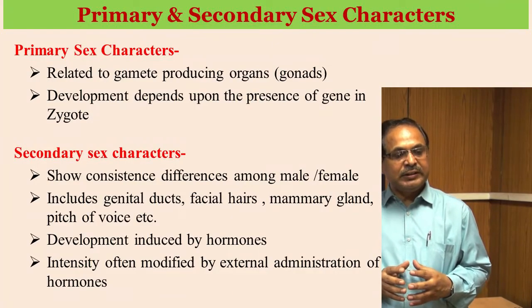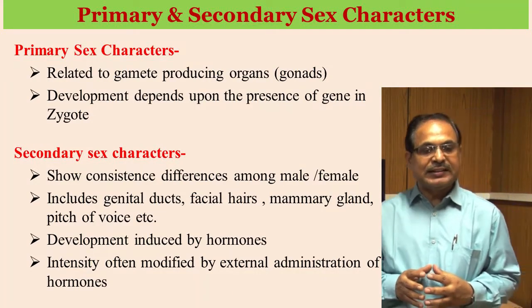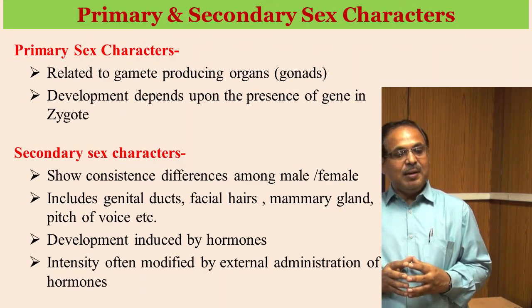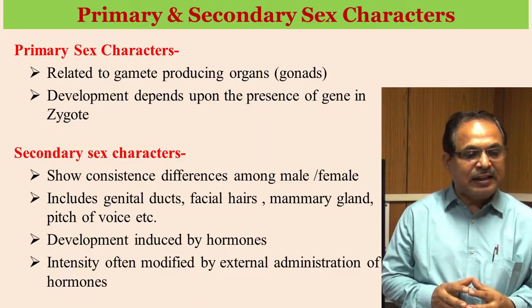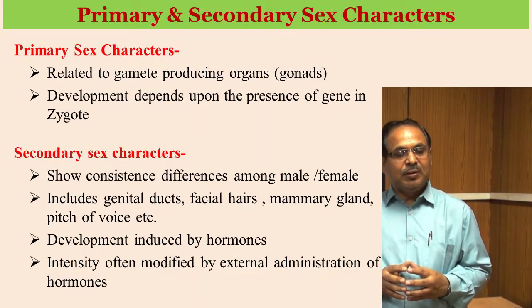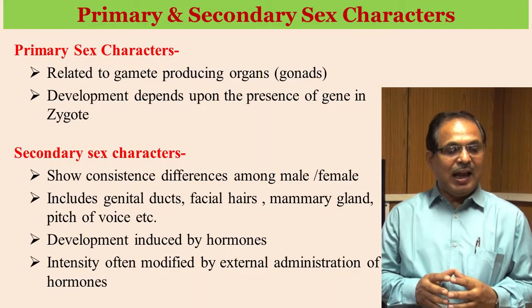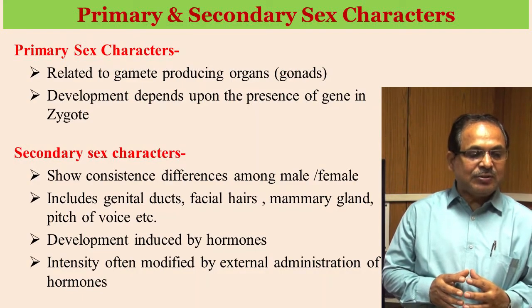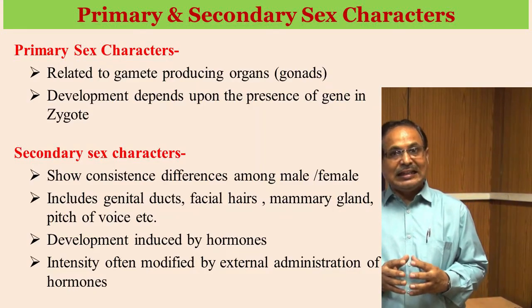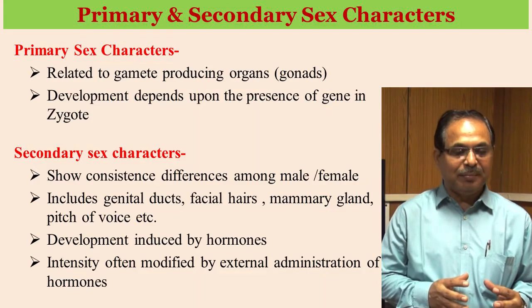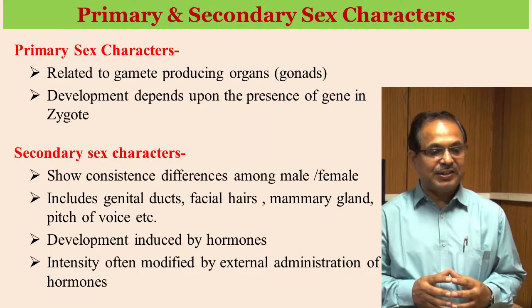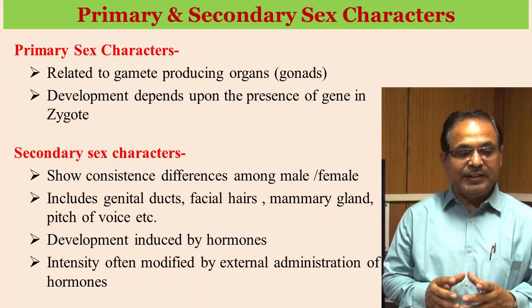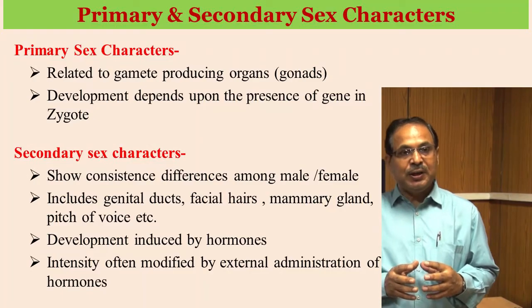So when you talk about the sexes, there are two types of sex characters, primary sex characters and secondary sex characters. Primary sex characters are generally related with the gamete producing organs, that is gonads, and its development depends upon the presence of gene in zygotes. Whereas secondary sex characters show consistent differences between female and male. There is much more consistency in the case of secondary sex characters. They include the genital ducts, the facial hair, the mammary glands, and also the pitch of voice.